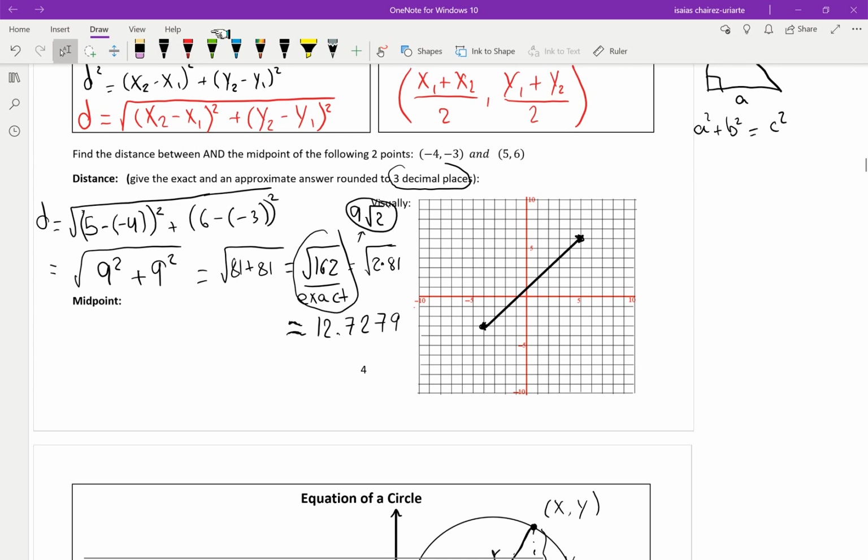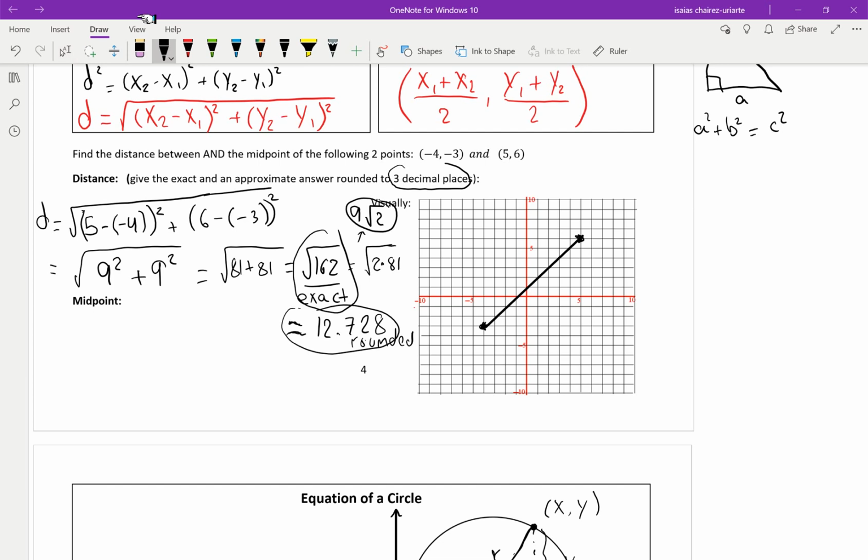Here's the 3rd decimal place, and that digit is definitely closer to the next one because the one afterward is 9, so this is closer to 8 than it is just to itself. So I'm going to say that this is 12.728. Alright, so that's exact, and this is rounded. Okay, so that's the distance.